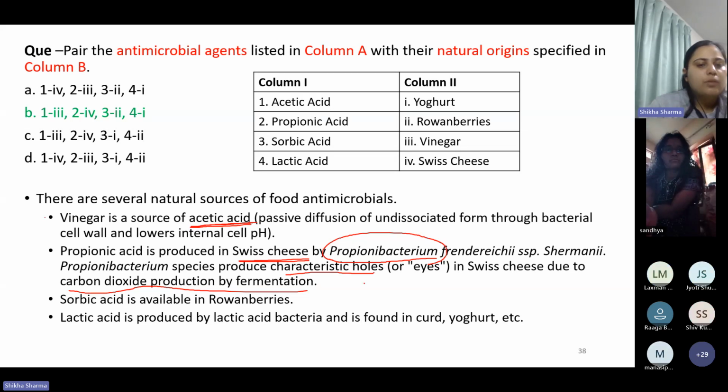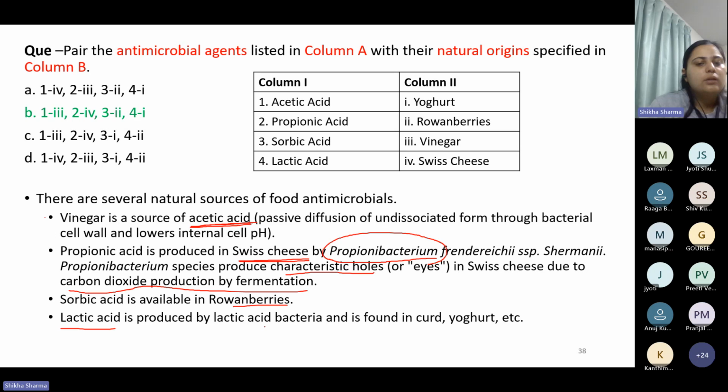Sorbic acid is available in rowan berries, and lactic acid is produced by lactic acid bacteria, and is usually found in dairy products like curd, yogurts, etc. So all these are organic acids, and they lower the pH in a food product.